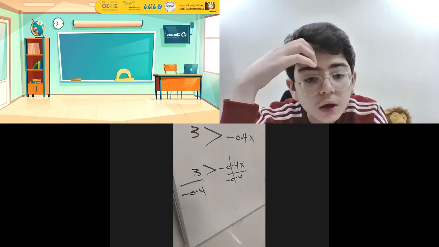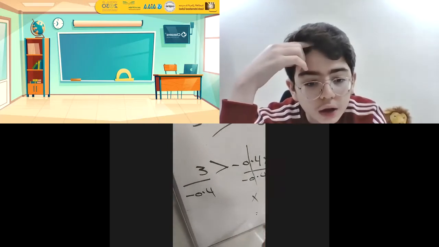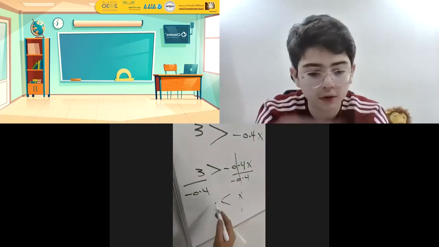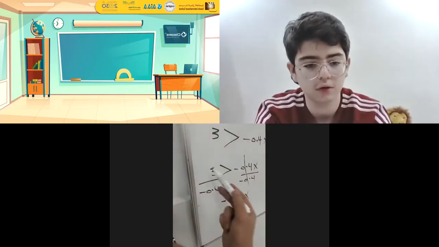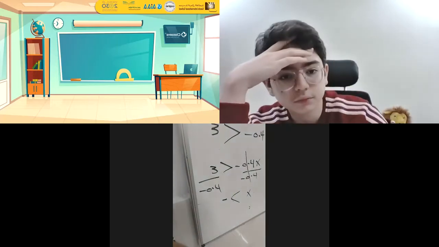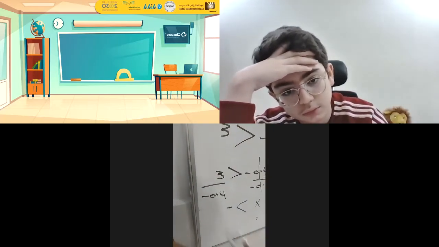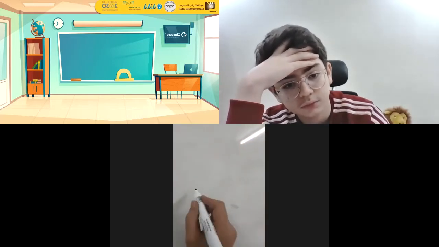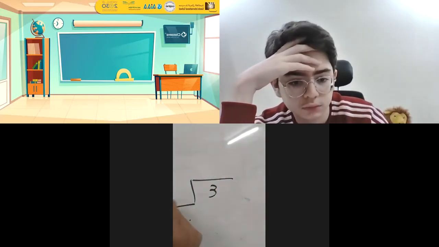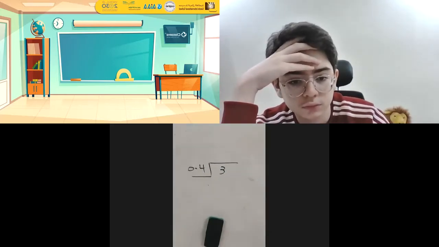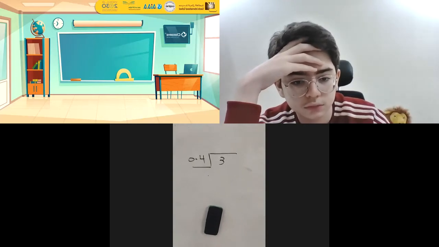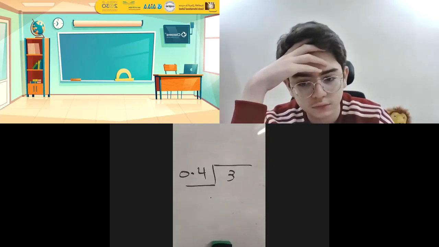Now these are gone, right? X is still greater than. Here it will be negative because positive divided by negative is negative, right? And I will divide 3 by 0.4. Look here. We will flip the decimal to the right.